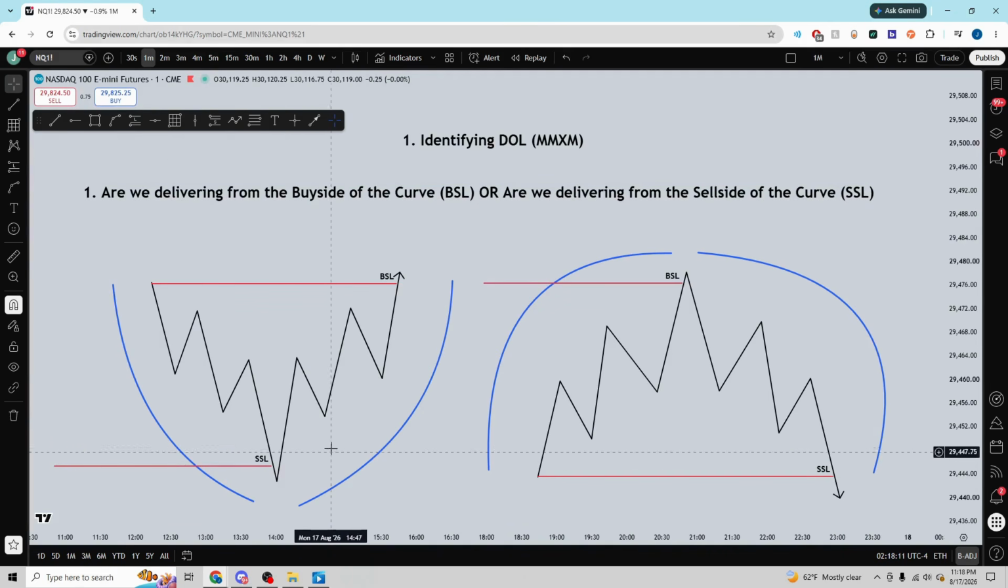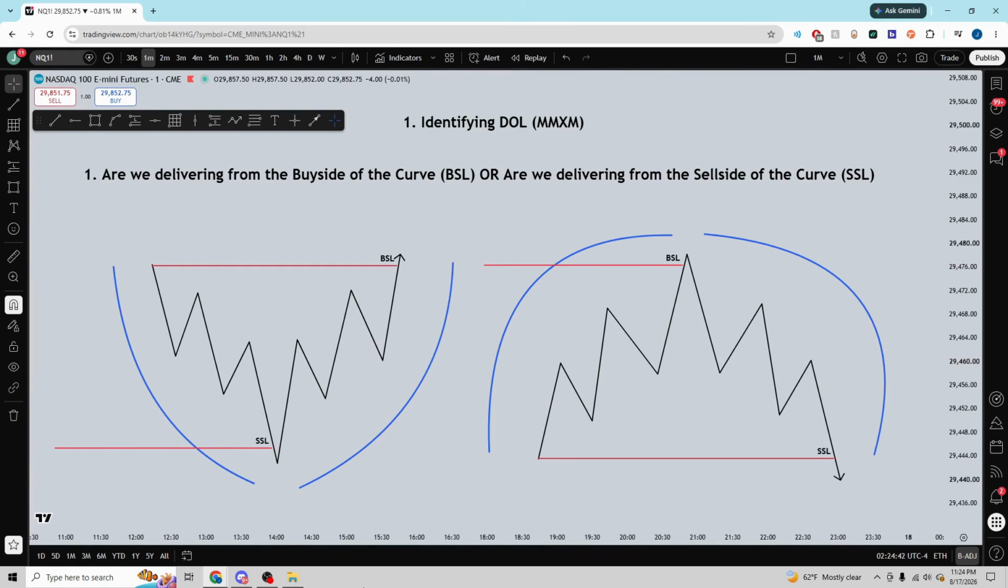You can see in the first example, we are in a market maker buy model where we generate buy side liquidity. Price will then sweep a high time frame low, which is sell side liquidity, where we will be given the opportunity to reverse in order to be on the buy side of the curve to take out that buy side liquidity. Then in the second example, you can see we're delivering from buy side liquidity, where we generate a market maker sell model in order to target the sell side liquidity below.